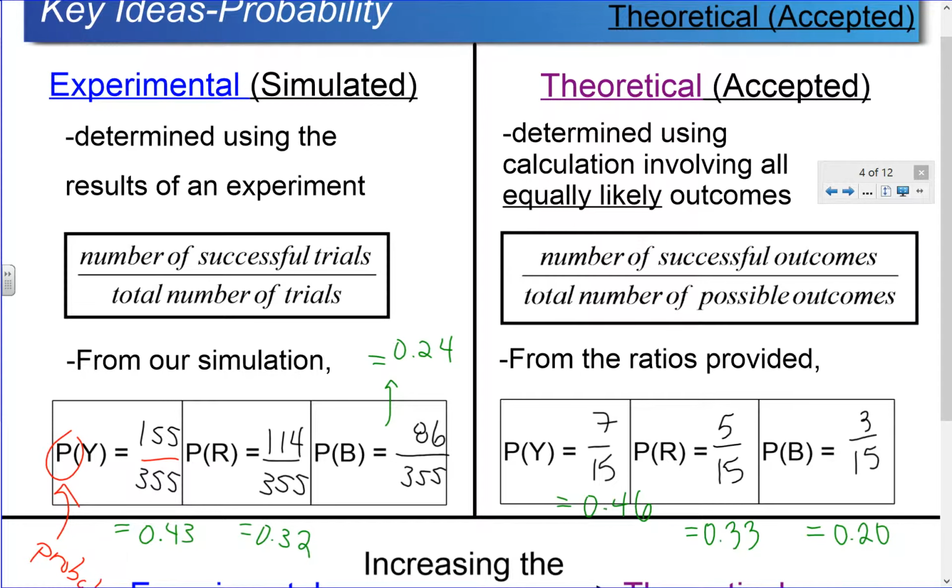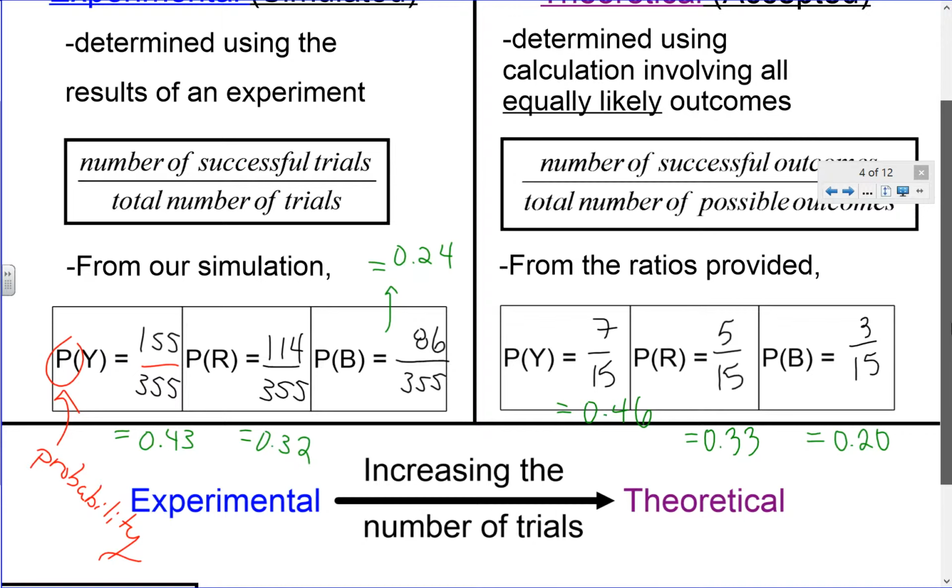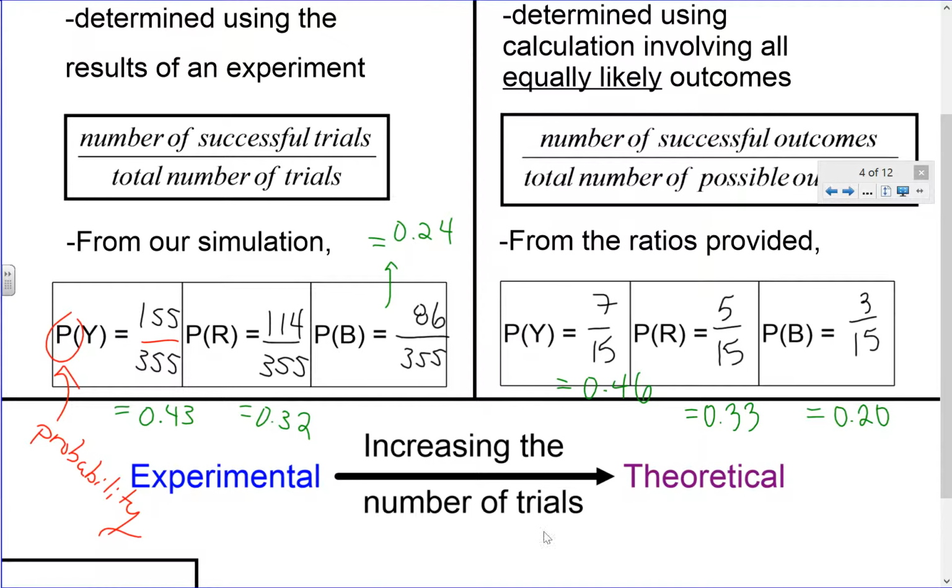Okay, over here on the right-hand side, this is the theoretical or the accepted probability. So these were the actual ratios that were set prior to the simulation. And as you can see, on the basis of these decimal ratios, they are very close to the experimental ones here. So the conclusion from there, and this happens with many real-world phenomena, is that as you increase the number of trials in your experiment, you're going to approach the theoretical probability.